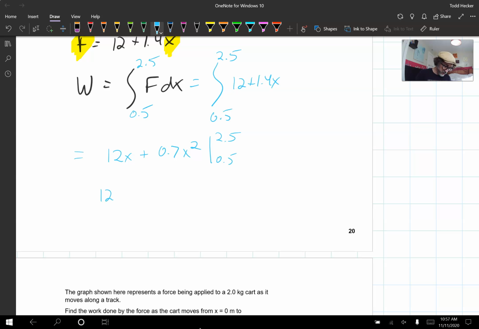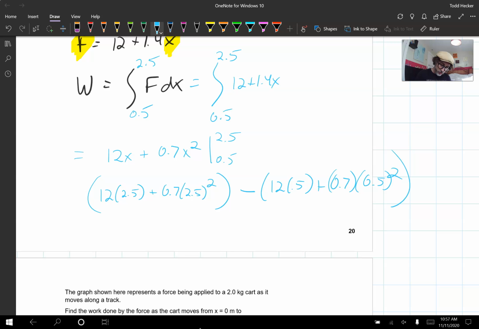So you're going to do 12 times 2.5 plus 0.7 times 2.5 squared, minus 12 times 0.5 plus 0.7 times 0.5 squared. Subtract that, and you end up getting 28.2 joules worth of work.